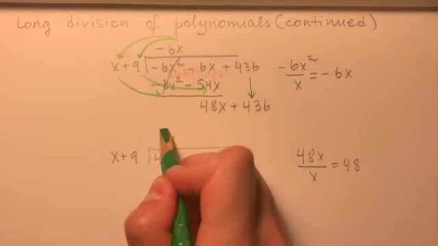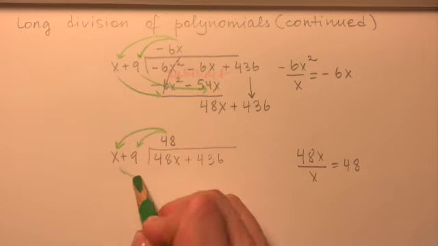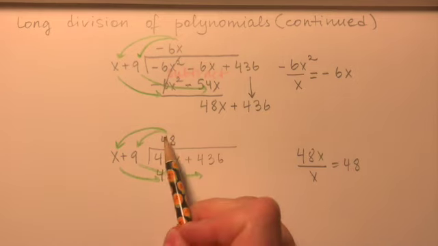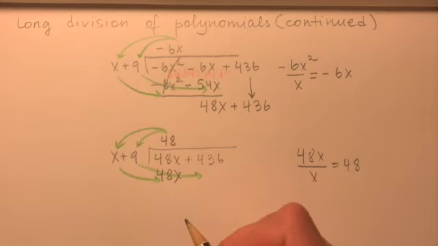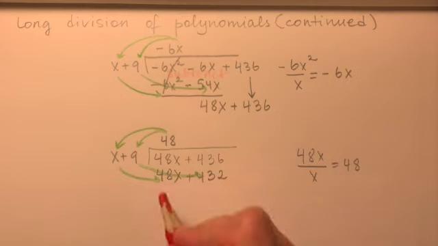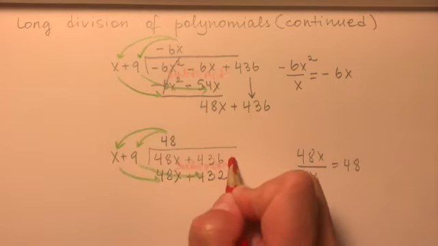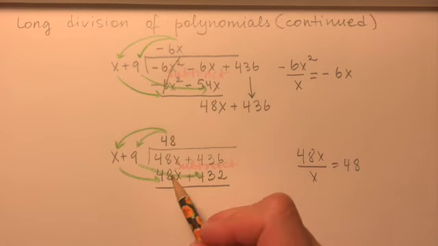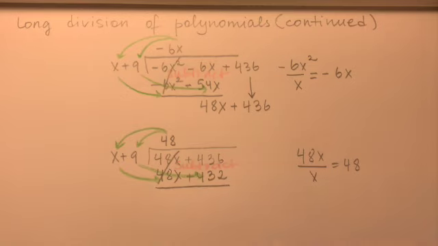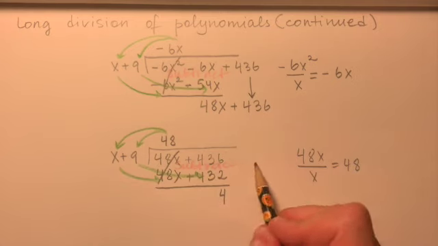And now I'll be multiplying 48 by x and by 9 and place the results of the multiplication under the box. 48 times x is 48x. 48 times 9 is positive 432. And now we will subtract. 48x minus 48x cancel each other out. 436 minus 432 is 4. We're done since there is nothing else to bring down. 436 was the last term of our dividend.